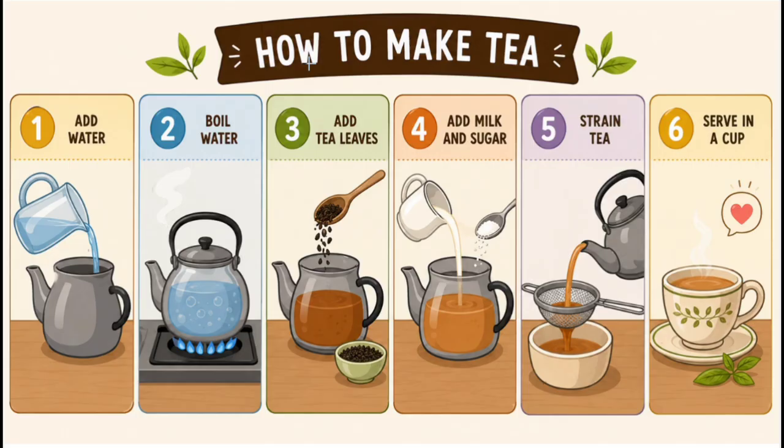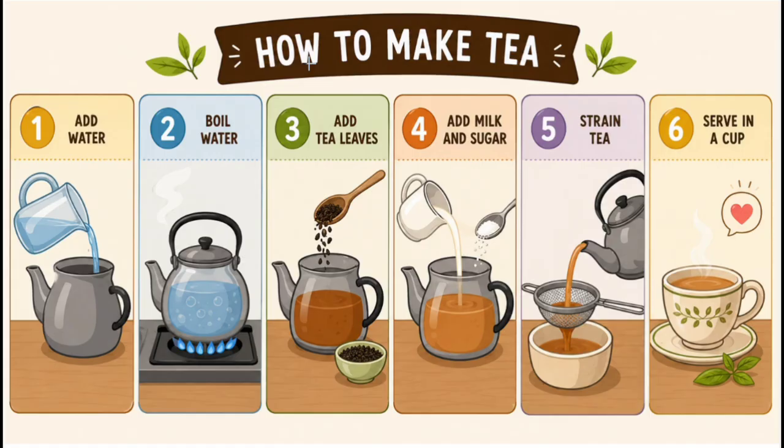You need some input. Input could be water, tea leaves, milk, sugar, and a cup. Then you follow a process. You boil the water, add tea leaves, add milk, add sugar, let it cook, strain it, and pour it into the cup. Finally, you get the output, a cup of tea. So every algorithm has three basic parts. First is input, second is process, third is output. Input means what you start with, process means the steps you follow, output means the result you get.